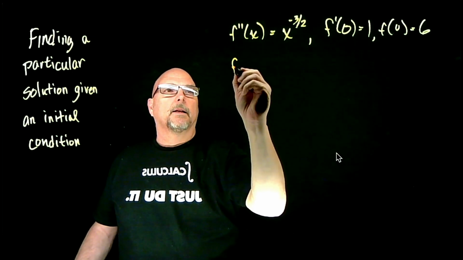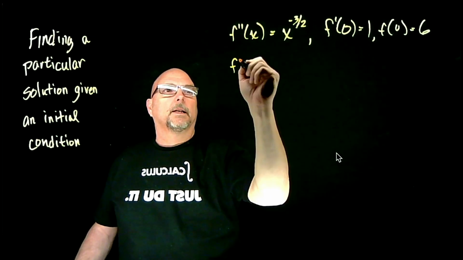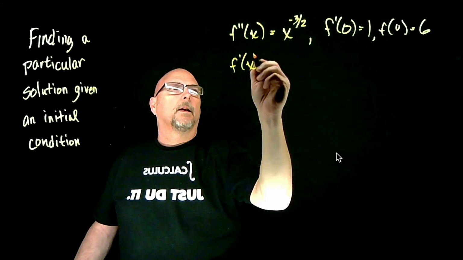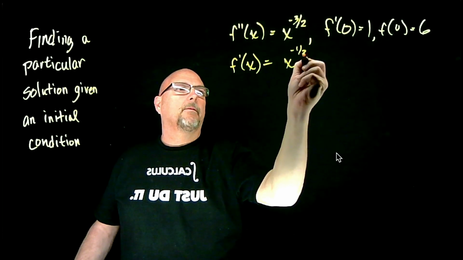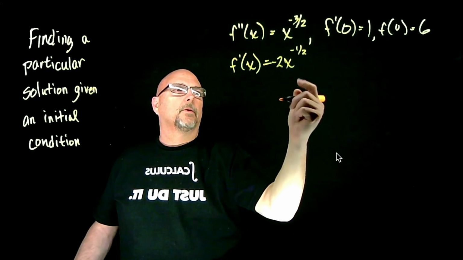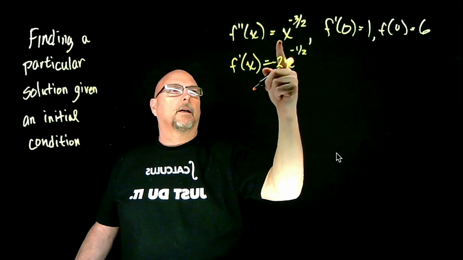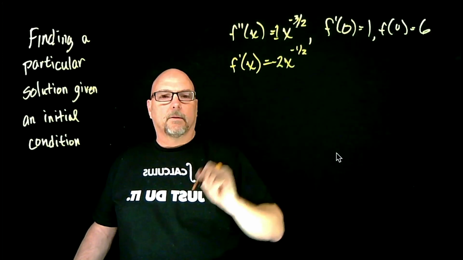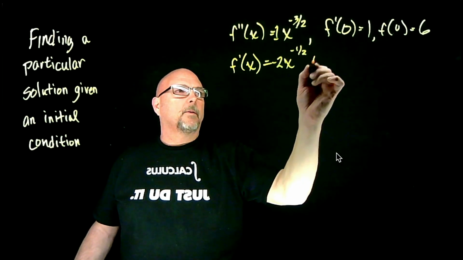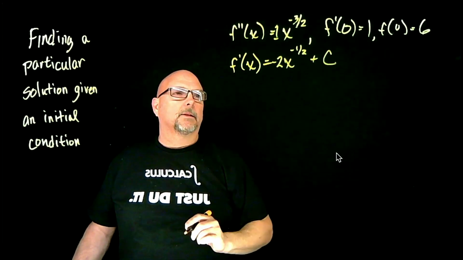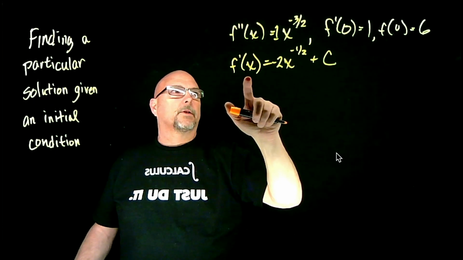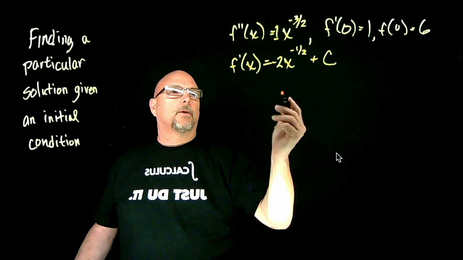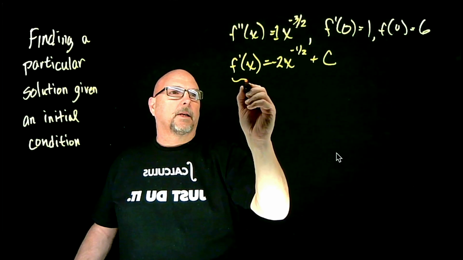I'm going to take the antiderivative on both sides of this equation, and I will end up with x to the negative 1/2. This would have to be a negative 2 because negative 1/2 times negative 2 is my positive 1 right here. And as always, don't forget, plus a constant. Now I have a general solution for the first derivative. I'm going to go and substitute in for that. This becomes a 1.